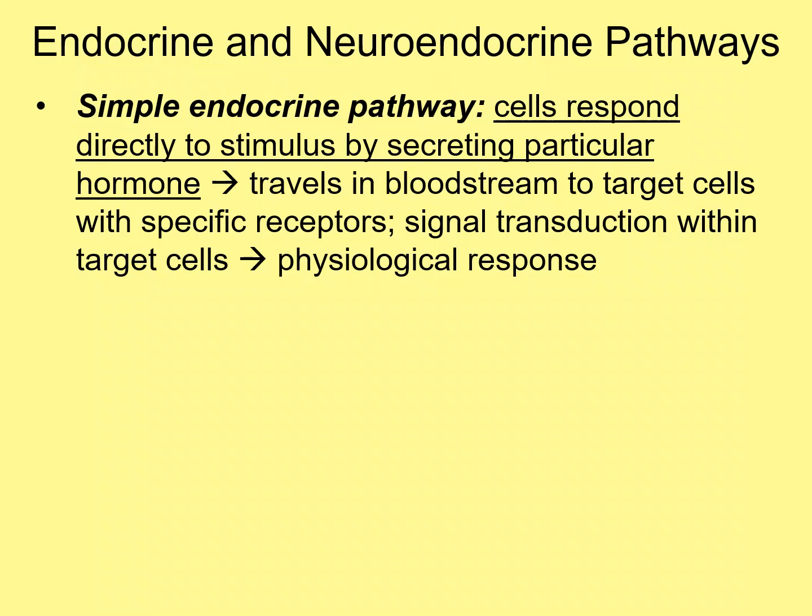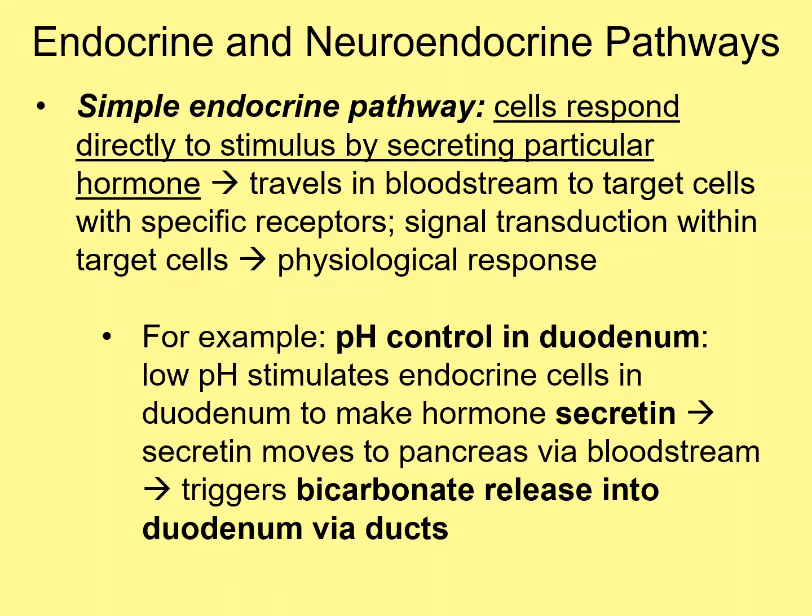Okay, so just to quickly illustrate the difference between an endocrine pathway and a neuroendocrine pathway, we don't have too many neuroendocrine examples, but we have quite a few endocrine examples. So an endocrine gland is going to be secreting its products directly into the bloodstream. A simple endocrine pathway would be cells that are responding to a stimulus directly by secreting a particular hormone, which travels through the bloodstream to the target cells, binds to receptors, and causes a reaction in those target cells.